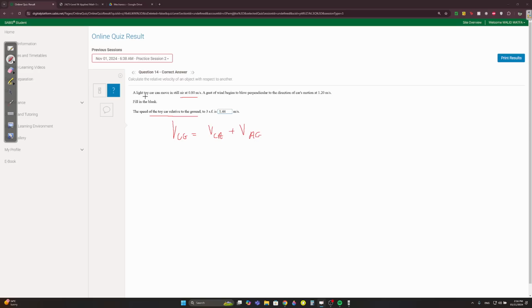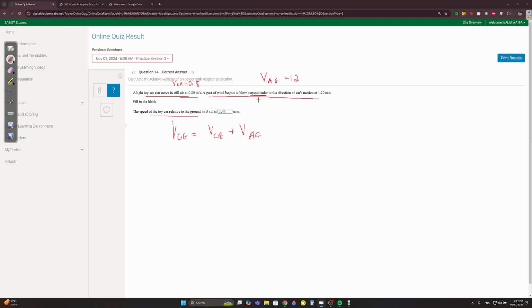What we have is that the car relative to air is 0.8. And we have that, yeah, so this is the car with respect to air, it's 0.8. Then they say that the gust of wind begins to blow perpendicular to the direction of the car at 1.2. So they gave us that the wind or the air is 1.2. But here's the key word, perpendicular, okay?